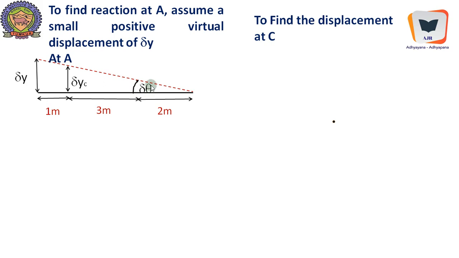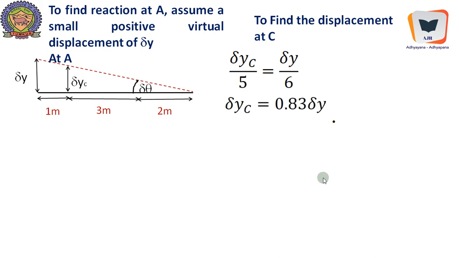Only we need to find out how del theta relates to del y, given the span of the beam. So del yc of the small triangle divided by 5, from here till here it is 3 plus 2, 5, equals del y by 6, and we will get del yc as a parameter related to del y, 0.83 del y. It becomes 5 by 6, 0.83. And on the same token, del y equals r theta. R means span over here, r is 6 into del theta. Therefore del theta is 1 by 6 into del y. 1 by 6 is 0.17.